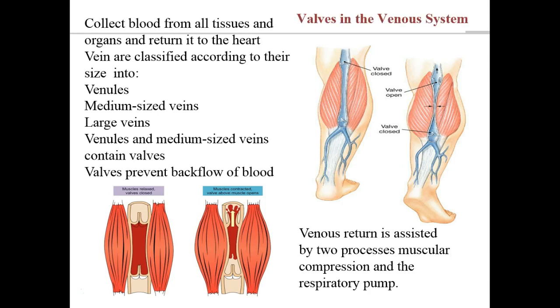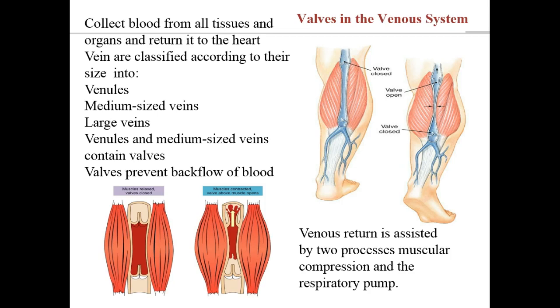In terms of veins, a little bit more about them. I know we've talked about them, but I did want to bring this up to show you how the valves work. So remember, in veins you have venules, medium-sized, large. But venules and medium-sized veins contain valves. The larger veins, no valves. So think of the larger ones being the superior and inferior vena cava. This is what we're talking about, large ones without valves.